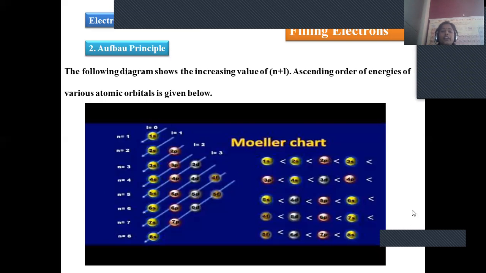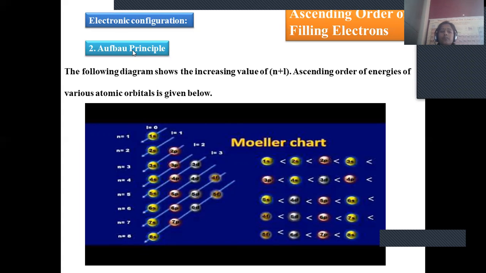Now, the most important guideline given by the Aufbau principle is the Moeller chart, the ascending order of filling electrons, how the increasing order of filling electrons is given. In order to get that, we have to draw the chart. 1s, 2s, 2p, 3s, 3p, 3d, 4s, 4p, 4d, 4f, 5s, 5p, 5d, 5f, 6s, 6p, 6d, 6f can be written, 7s, 7p, 8s. So how are we moving? We are moving in this direction so that electrons are filled in this manner. First the 1s orbital is filled, next 2s, next 2p, 3s.